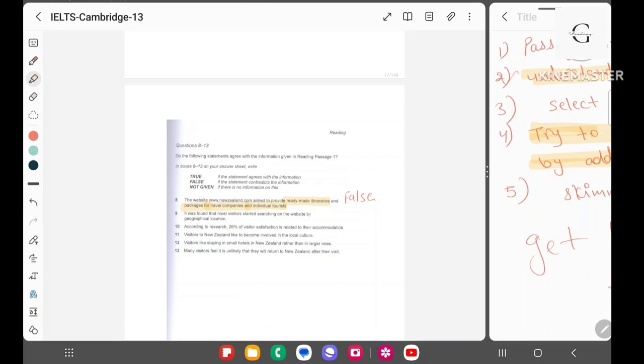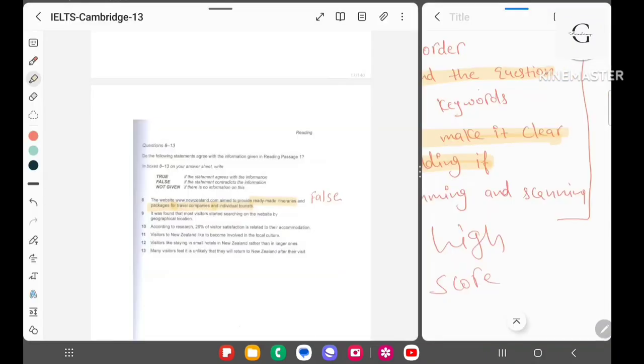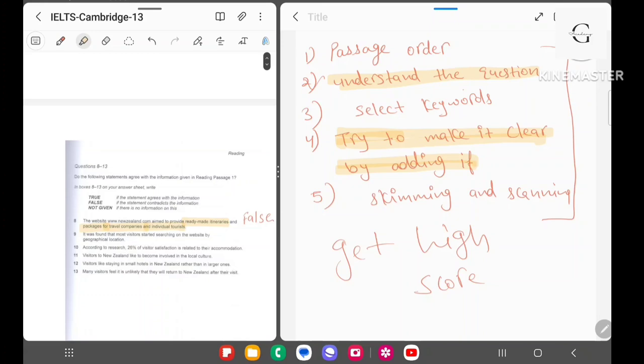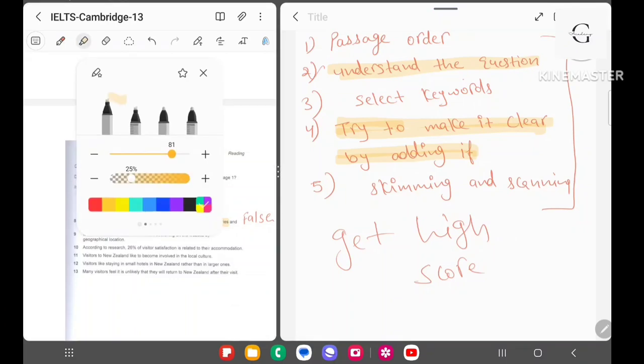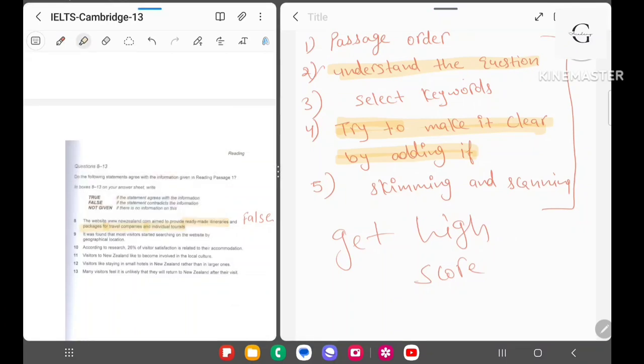So the 9th is, you can clearly see here, it was found that most visitors started searching on website by geographical location. So again we have to implement these things here. So as I told, these are in passage order, so we will look at the 9th answer just below the 8th. Understand the question. So the question is, it was found that most visitors, so be careful whenever you come across this word, most. So this is your question. So they are asking about the visitors, like it was found most visitors started searching on the website by geographical location.